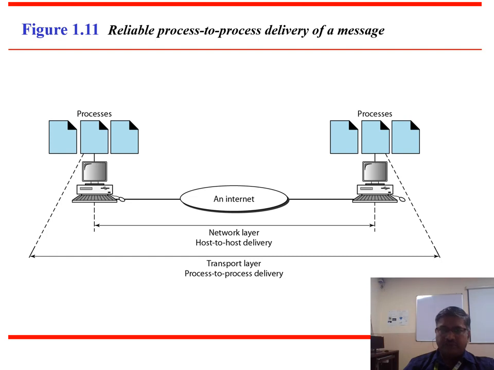Next, in this diagram, we can understand the reliable process-to-process delivery of a message. From one device to another device, how the processes exchange information, the process from one end system to the process in another end system, how they interchange the information, that we call process-to-process delivery.